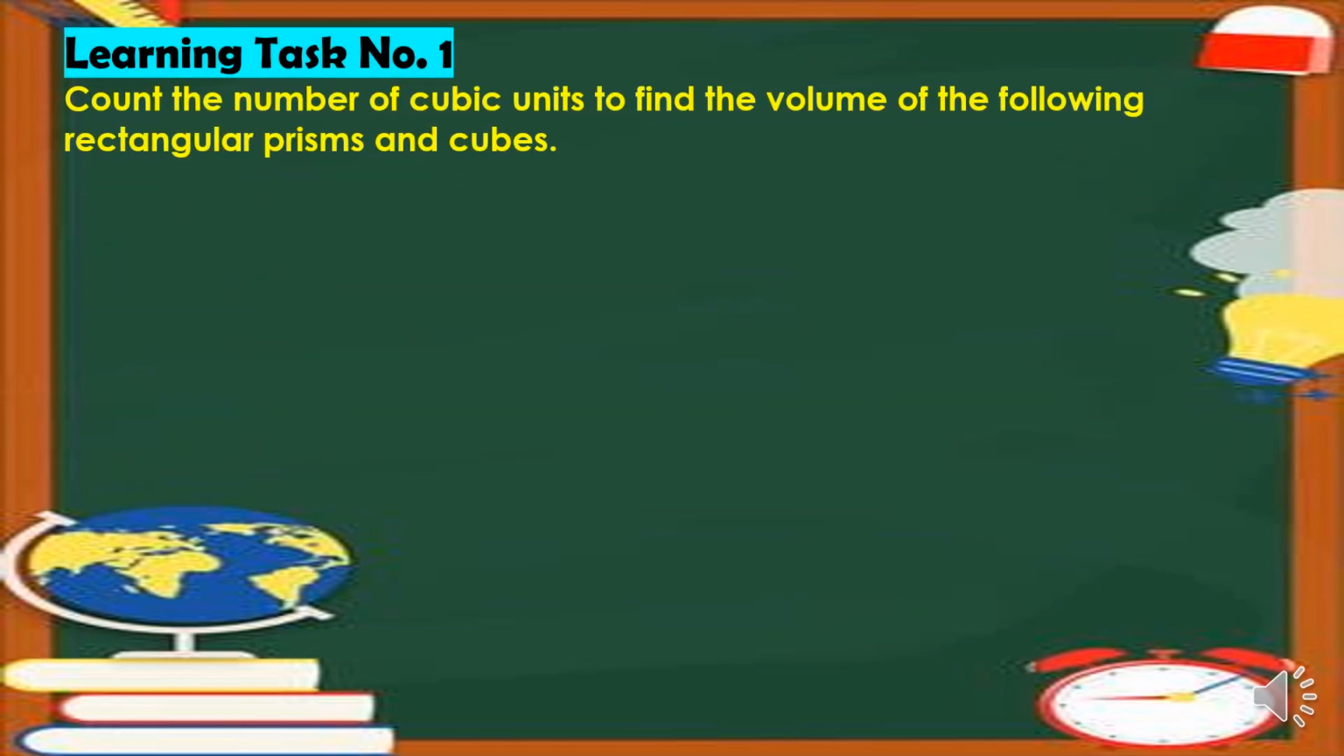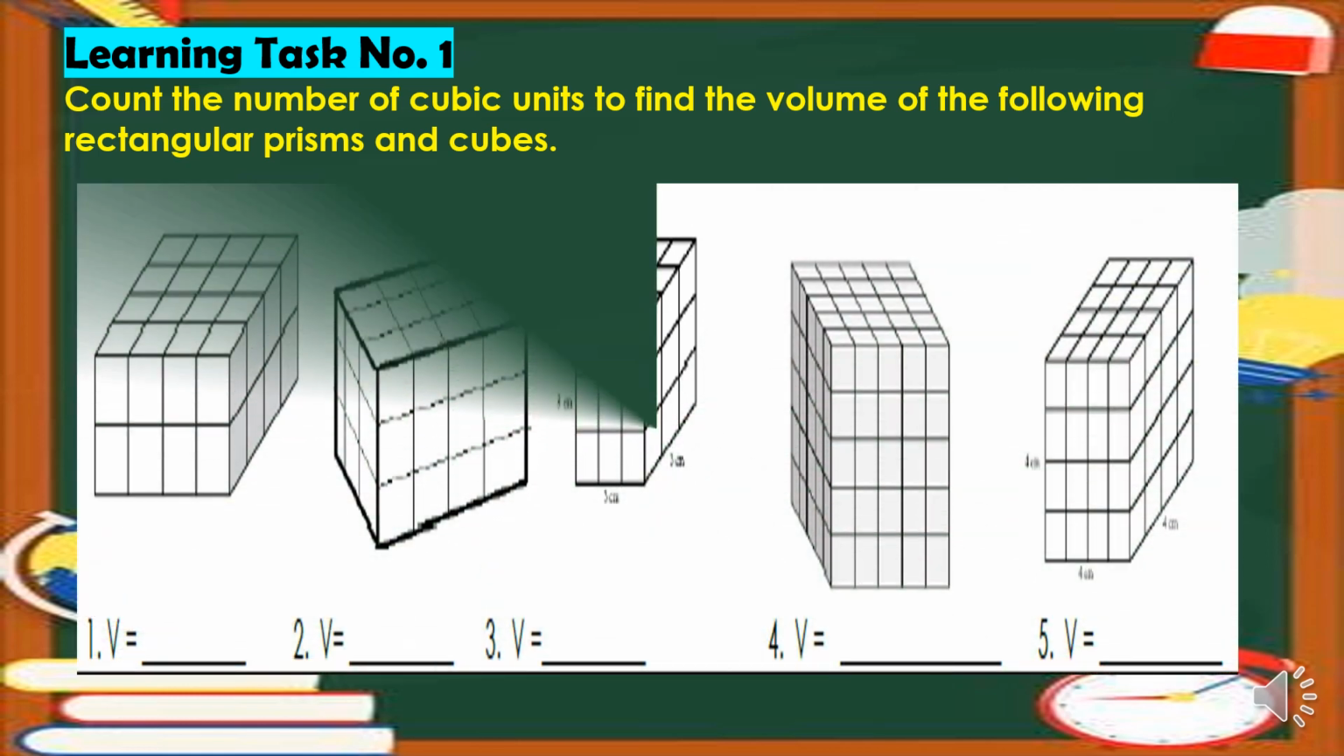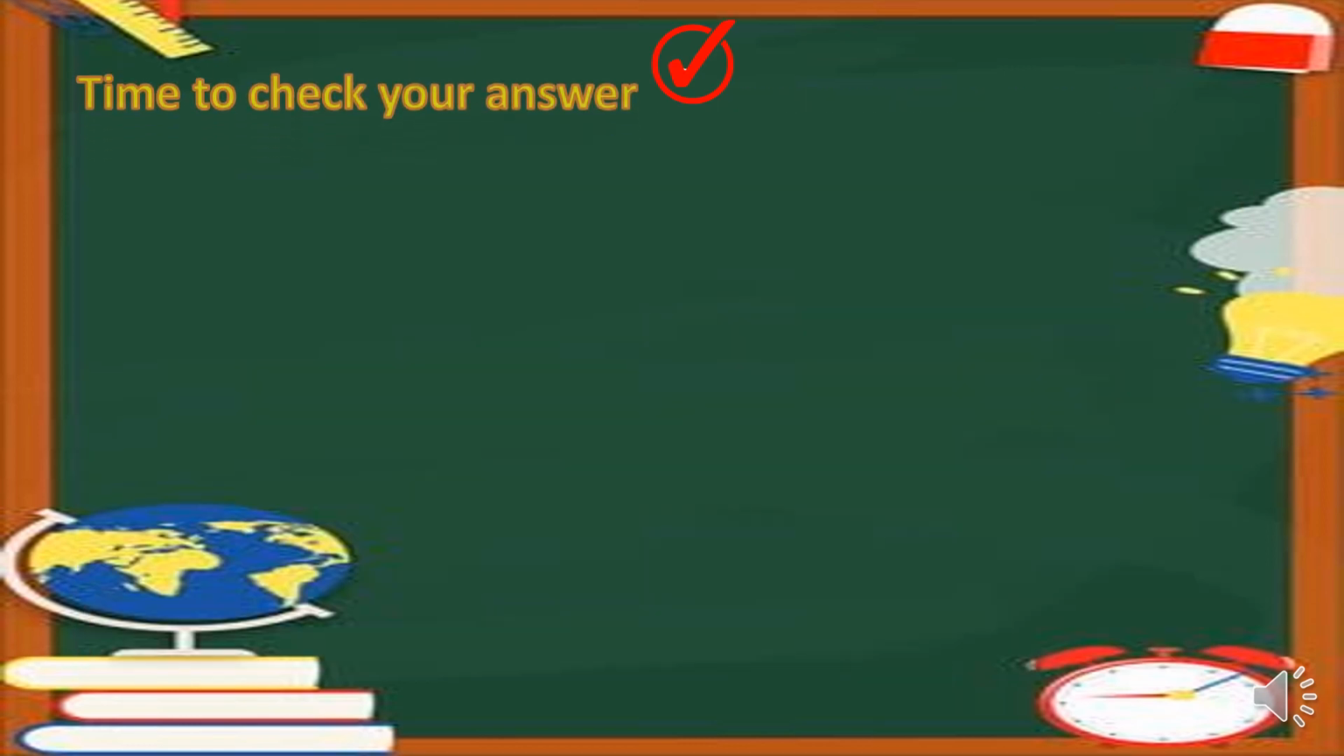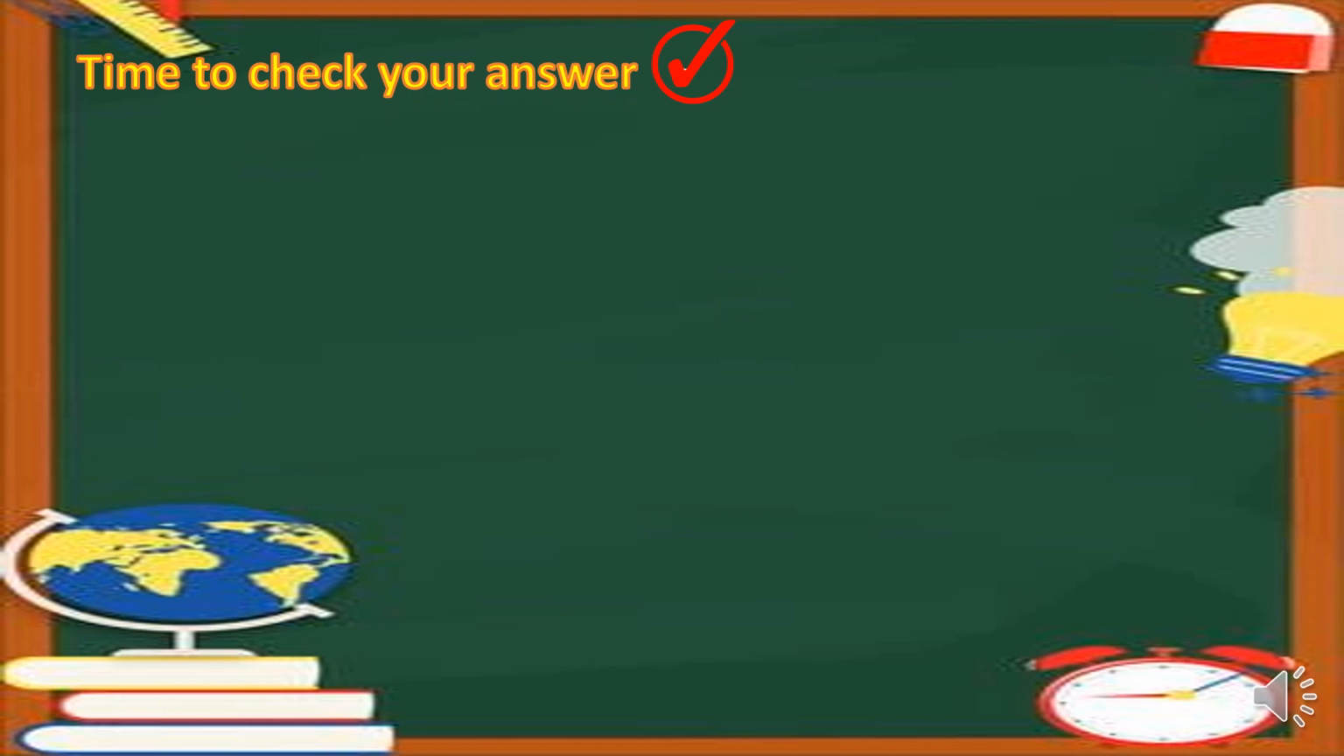Now, let us try to answer learning task 1. Count the number of cubic units to find the volume of the following rectangular prism and cubes. So here are the rectangular prism and cubes. So we have 1, 2, 3, 4, and then 5. Okay, so let us check your answer.